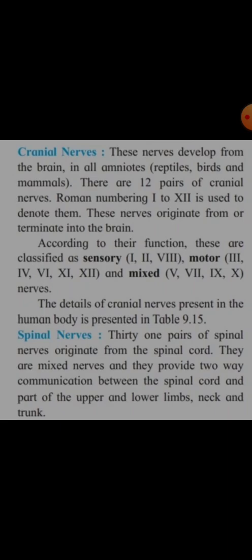Sensory are 1, 2, and 8. Then motor are 3rd, 4th, 6th, 9th, 11th, and 12th. And mixed ones are 5th, 7th, 9th, and 10th. Okay, now you have to remember this, because anytime it can be asked. First nerve, what is the name, and whether it is sensory or motor or mixed. Okay, the details of the cranial nerves present in the human body we have seen in Table 9.15.